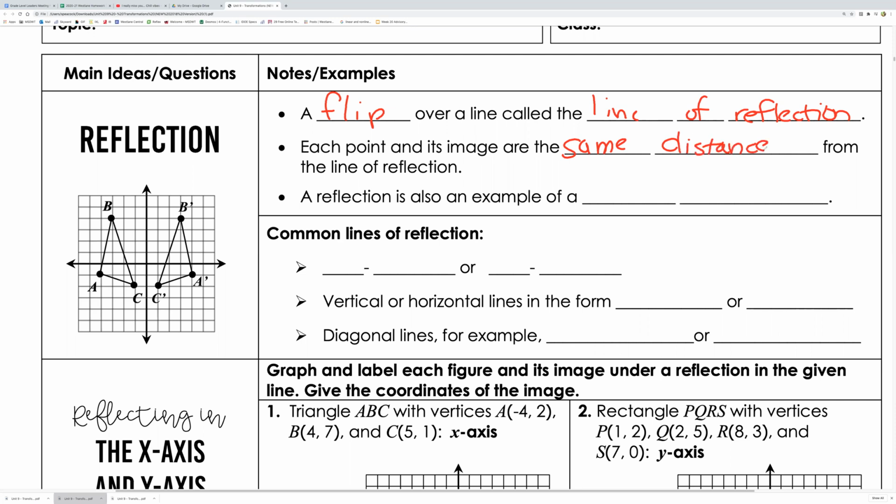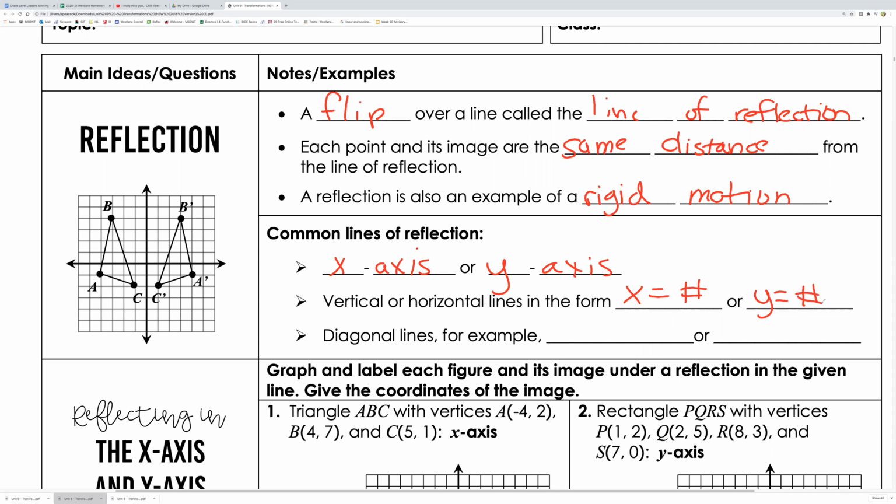Hopefully remember it's called equidistant. A reflection is also an example of a rigid motion, so it's going to give you a congruent image. Common lines of reflection are over the x-axis or the y-axis, vertical or horizontal lines in the form of x equals a number or y equals a number.